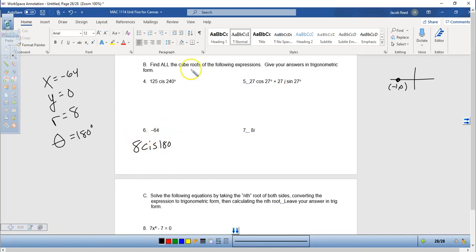Now we take the cube root. So I take the cube root of 64, cosine plus i sine of 180 plus 360k divided by our index, which in this case is 3. Well, cube root of 64, that's 4. Cosine plus i sine. Both of these numbers, yet again, divide by 3. 180 divided by 3 is 60. 360 divided by 3 is 120. K. And there's our answer.